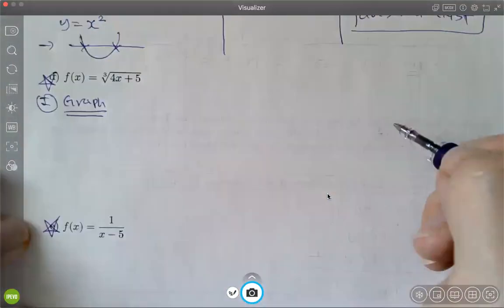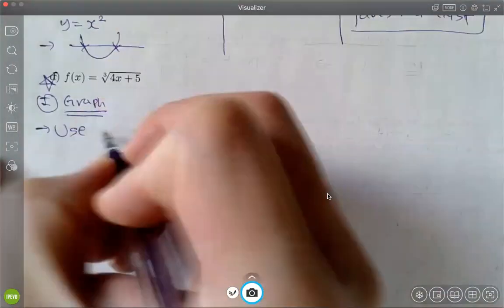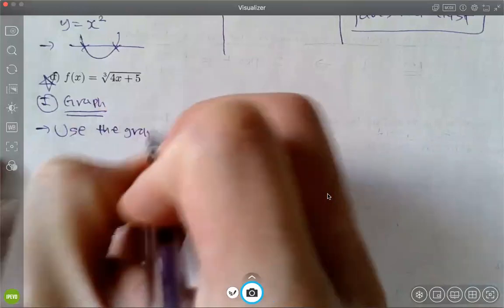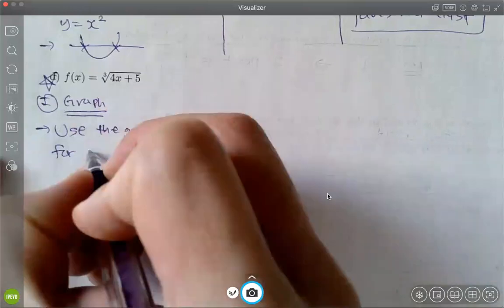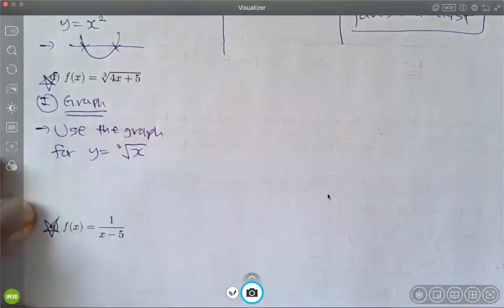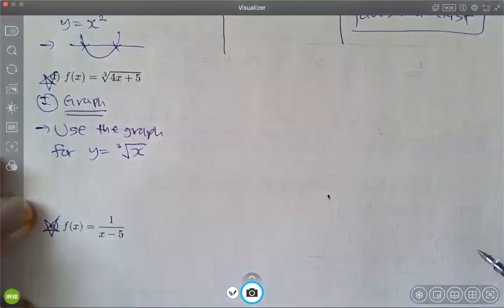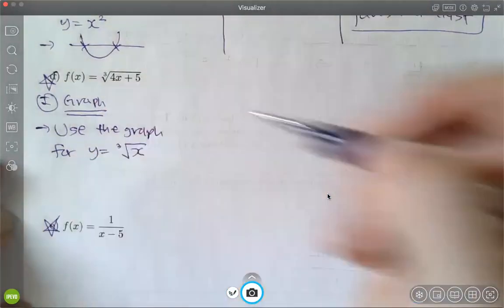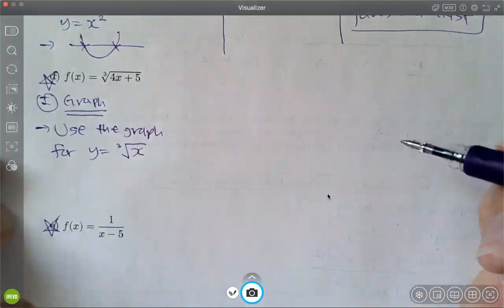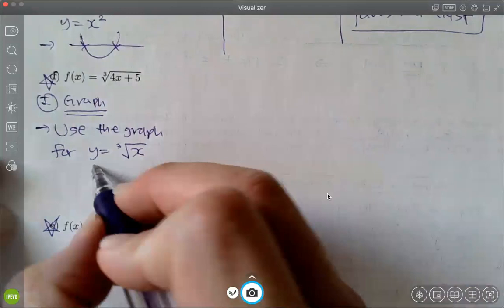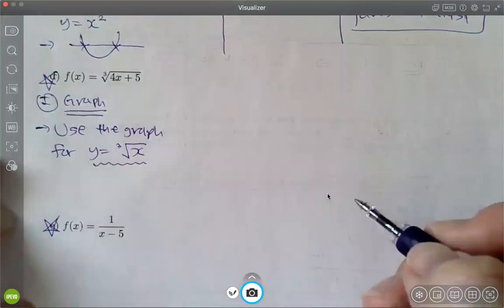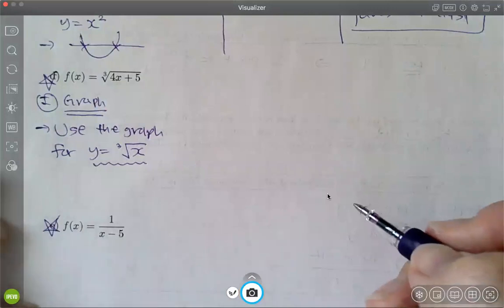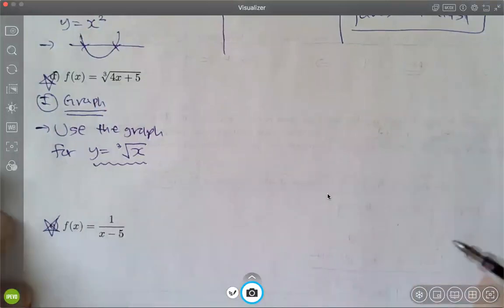And here we will use the graph for the cube root of x. Okay, and here we don't have just x. We have 4x plus 5. So the thing under the root is different, but still the point is we have the cube root. And have we seen the graph of cube root of x before? Okay, we had. And do you remember how the graph looks like?